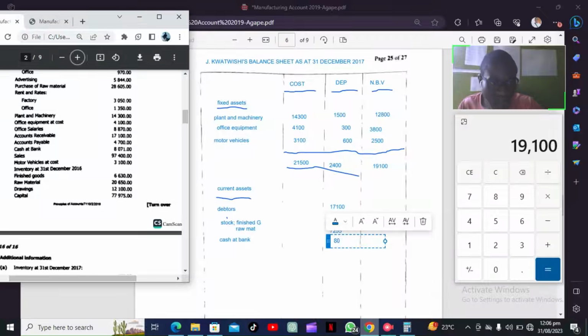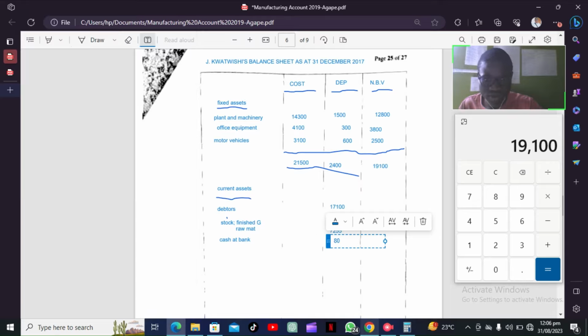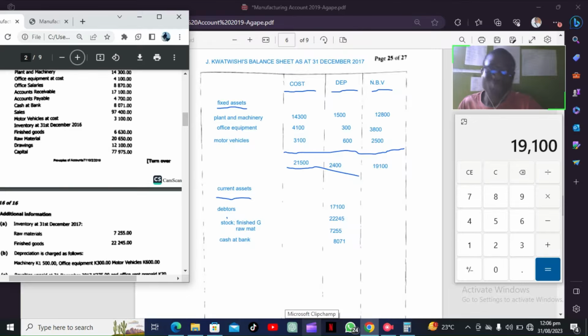So how much is the figure? It was 8,007. Yes, that was the figure. Yes, then now we proceed. Do you have any other current assets?